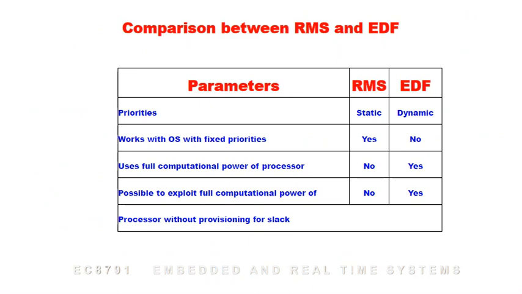Comparison between RMS and EDF. Here are the parameters for RMS and EDF. Priorities: static and dynamic. Works with OS with fixed priorities. It says static yes, dynamic no.